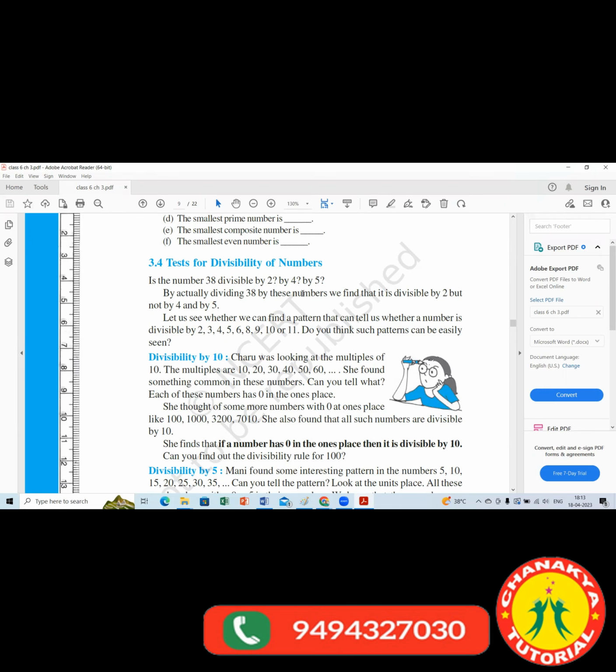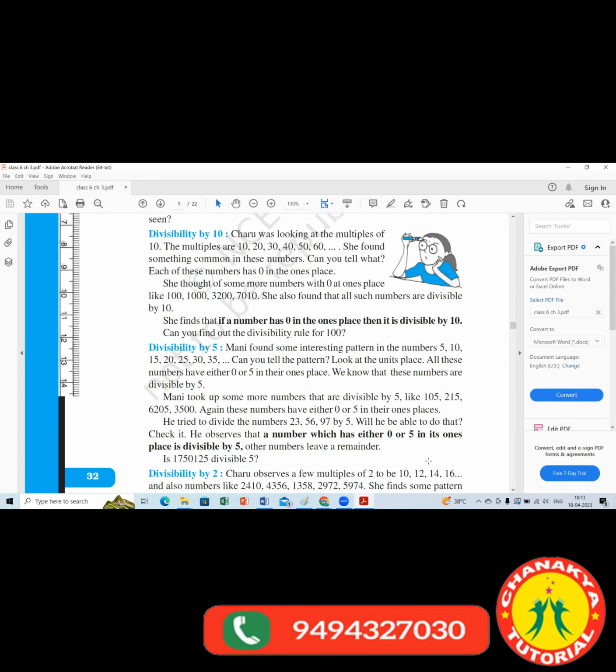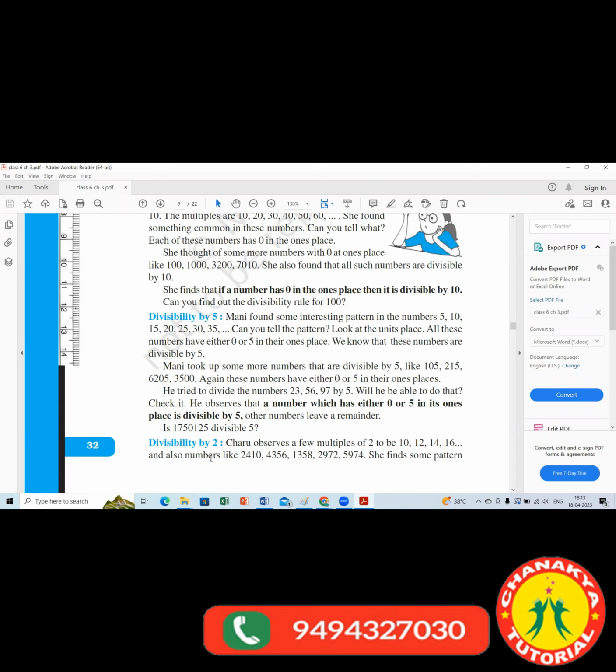Hope you understood, children. The 10 rule is more simple than all other rules. The 5 rule is also the same as the 10 rule. The ones place is either 0 or 5. This is about the 10 divisibility rule. You can see there are examples of 100, 20, 200, 3200, 7010. All these numbers have 0 in the ones place. Now the divisibility rule by 5: 105, 215, 6205, 3500. These are all divisible by 5.